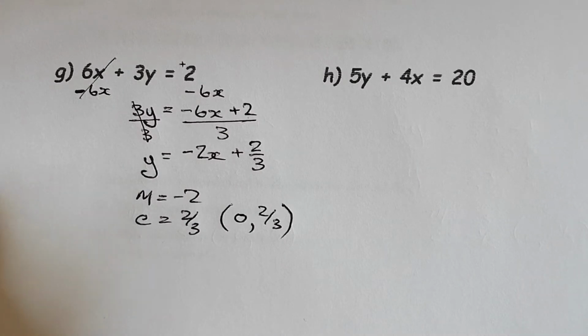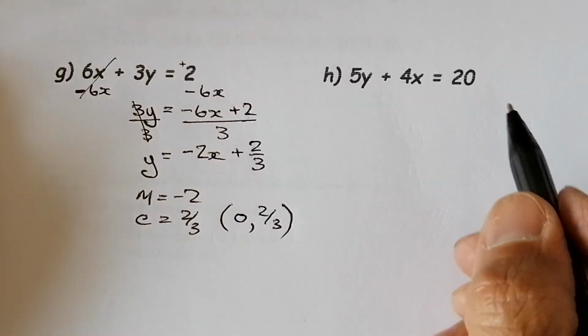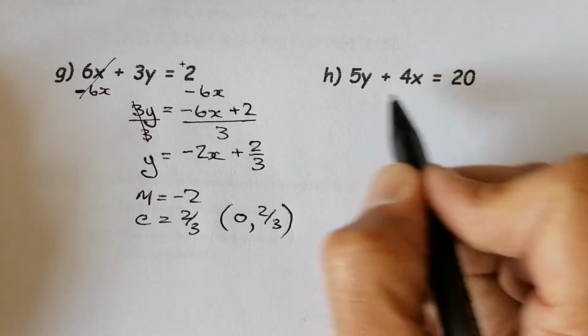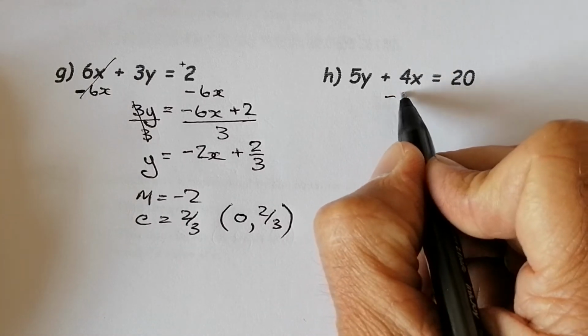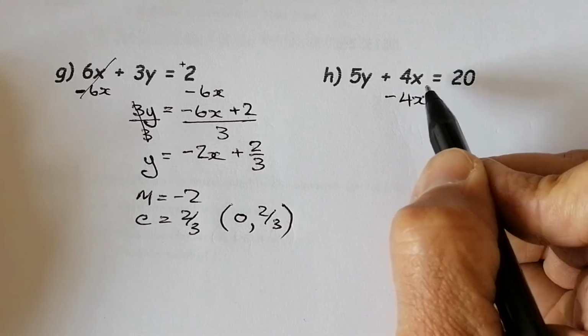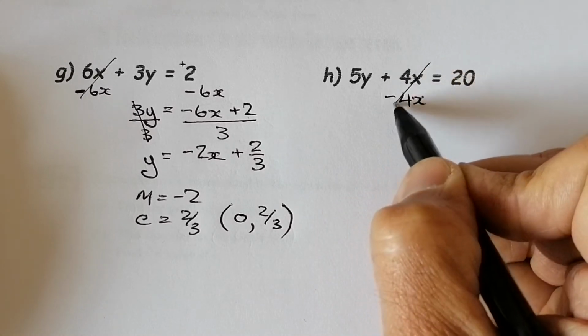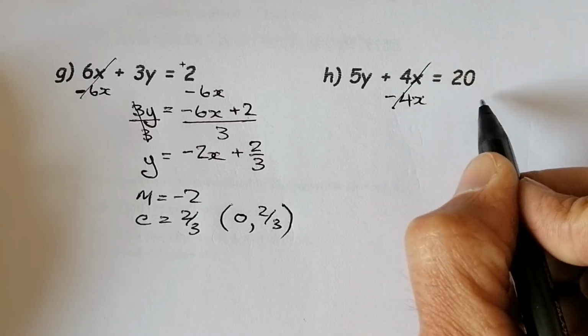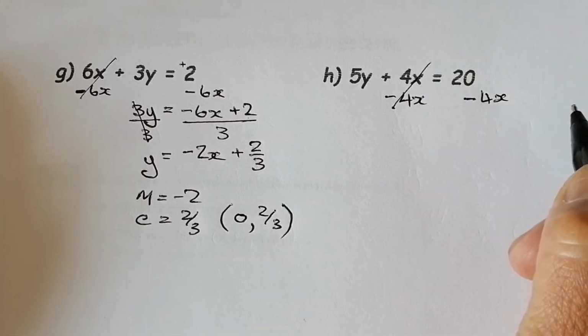Here we go with the last one I think of this type so far. What we're going to do is get rid of that 4x. I don't want that at that side. So what I'll do is I'll eliminate that by taking 4x away. So 4x, take away 4x, makes 0. So that's eliminated. Whatever I do to the left-hand side of the equals, I must also do to the right.